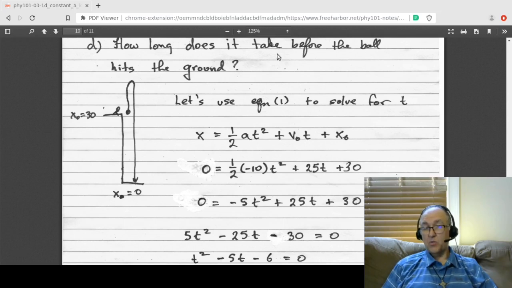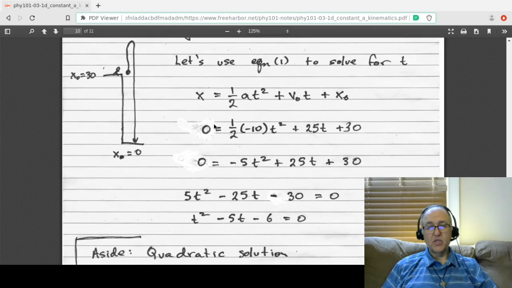You're solving for t because that's what I asked for, how long. So there's t. But now the final position isn't 30. The final position now is 0. Okay, why? Because it gets all the way down to ground level. And so x is equal to 1/2 at squared plus v naught t plus x naught. Substituting in gives you 0 is equal to 1/2 times -10t squared plus 25t plus 30.